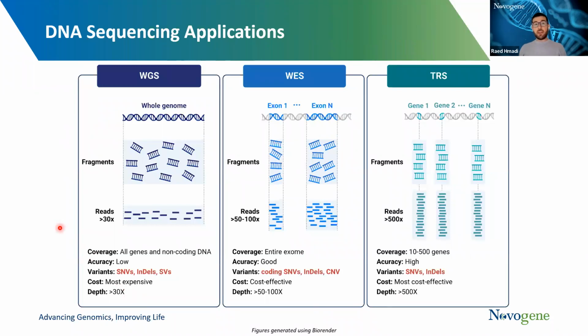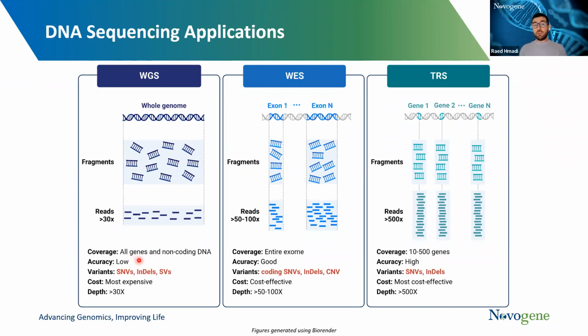In this figure here, I summarized the three major sequencing applications that I have shown you so far, along with the advantages and the disadvantages of each. So starting with whole genome sequencing, in terms of coverage, we know that we are actually able to sequence the whole genome, including genes and non-coding DNA. With whole exome sequencing, we are able to sequence only the exome, while with target region sequencing, we are focusing the sequencing only on a specific set of genes or genomic regions, and that can be between 10 up to 500 genes or genomic regions.